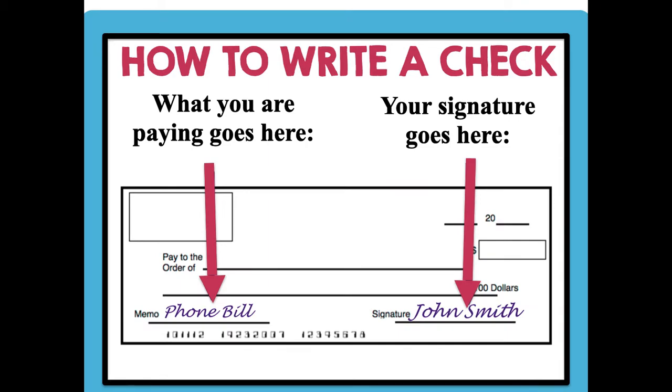Next, it is a smart thing for your own records, and so that the phone company or the place that you're writing the bill also knows that in the memo you write what you're paying for. You can also write in the memo the account number if you are paying a credit card or something that has an account number. You're then going to sign your signature. Just write your signature to the best of your ability. It doesn't have to be in cursive. It just has to be the signature you use as part of a legal document.